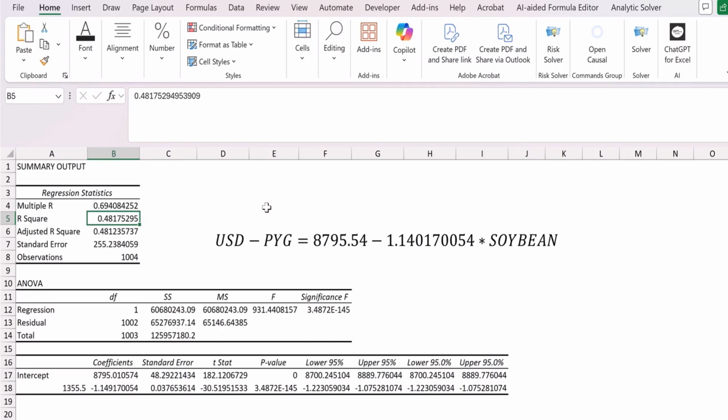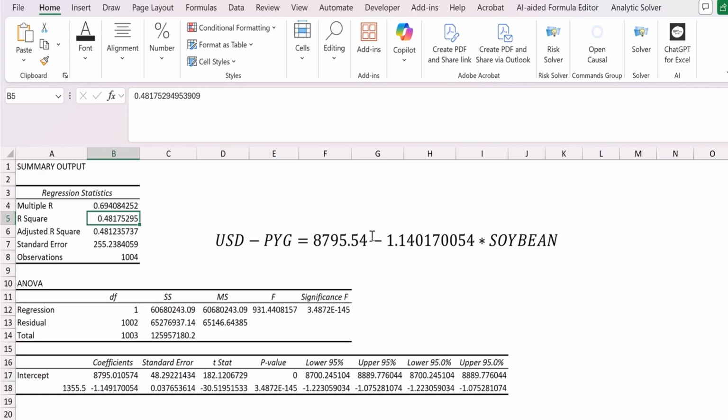This analysis does not claim causality. Exchange rates are influenced by many other factors like monetary policy, capital flows, global risk sentiment, domestic macroeconomic conditions, political conditions, social, etc. Nevertheless, the results provide very strong empirical evidence that soybean prices play a meaningful and economically significant role in Paraguay's exchange rate.